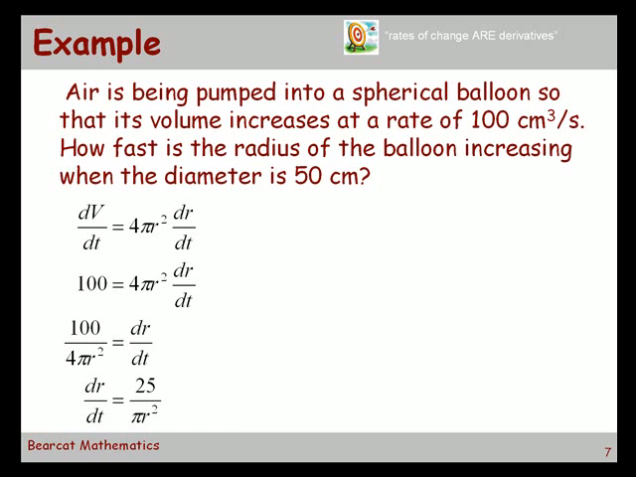100 over 4 is 25. What's r going to be again when I finally plug it in? 25. So I put the 25 in. That's the instant when the diameter is 50, the radius is 25. So if I reduce one of the 25s, the radius is changing at 1 over 25 pi centimeters per second at that very instant in time. And if we wanted to, we could take that to some decimal and round it to some degree of accuracy.